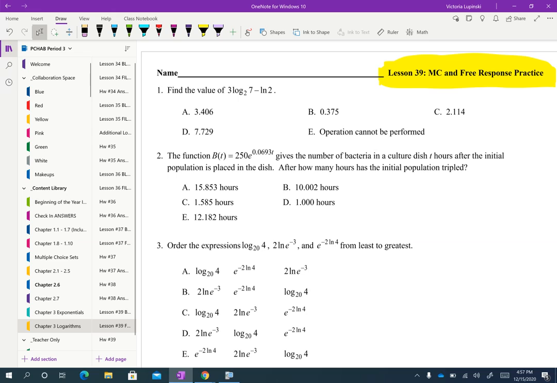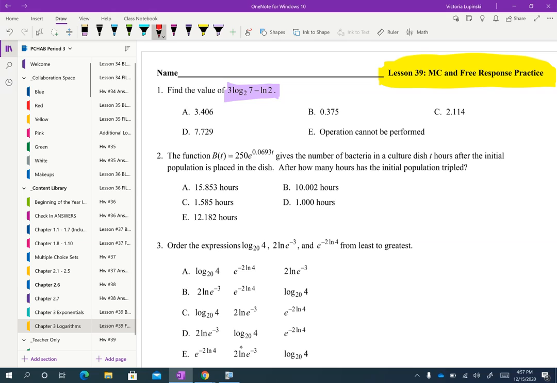So here for number one, find the value of 3 log base 2 of 7 minus the ln of 2. For a problem like this, you would have to have access to a graphing calculator. But just to point out here, you would not be able to simplify this problem using the properties of logs because one is log base 2 and one is ln, which is of course base e. So you would not be able to simplify, which means all you would be able to do is simply calculate.